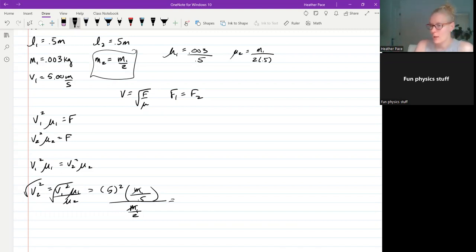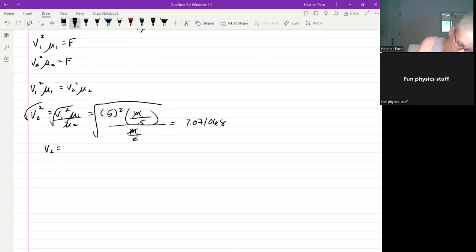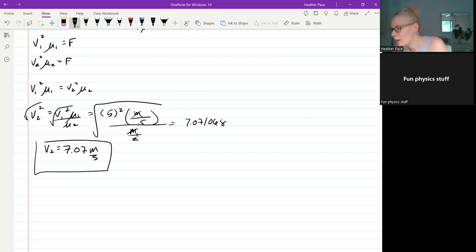All right, so plugging in what we know, taking the square root, we end up with 7.071068, or V2 equals 7.07 meters per second. All right, that was 56, 75. All right.